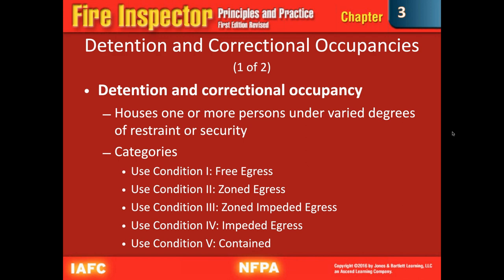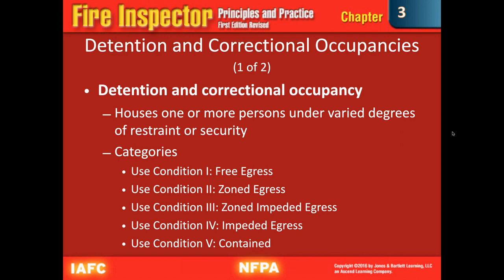Condition one, free egress. It means occupants move freely to the exterior. They don't have any locked doors blocking them or anything like that. Condition two is zoned egress. Occupants move freely from sleeping areas to smoking compartments. All right. So they don't have free access to the exit, but they're not confined to just a little bitty box either.